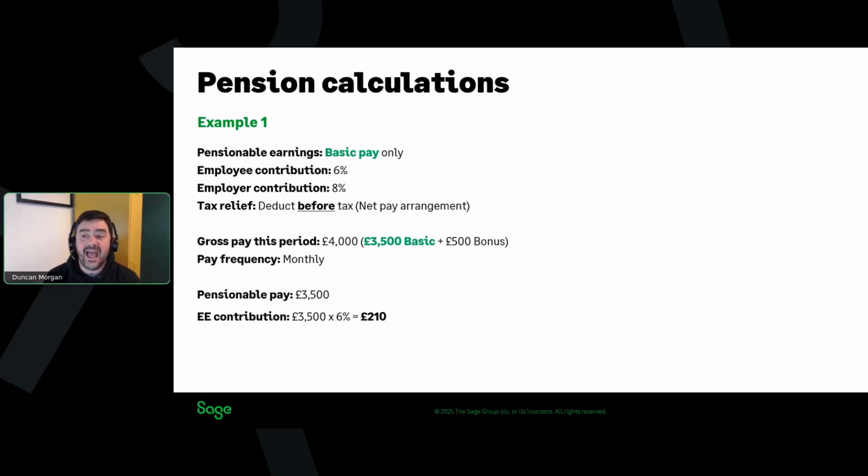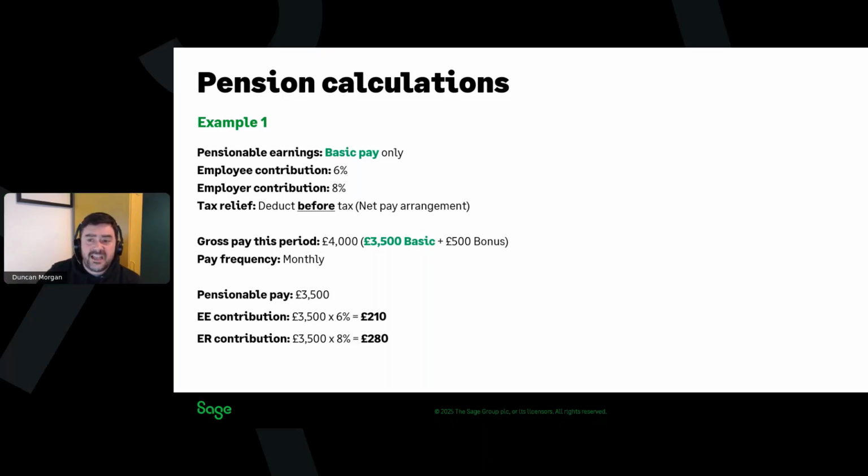To calculate the employee contribution, we take the pensionable earnings and we multiply by 6%. So 6% of £3,500 is £210. So that will be deducted before tax from the employee. And then the employer contribution is the pensionable earnings times 8%. And in this example, that would be £280.